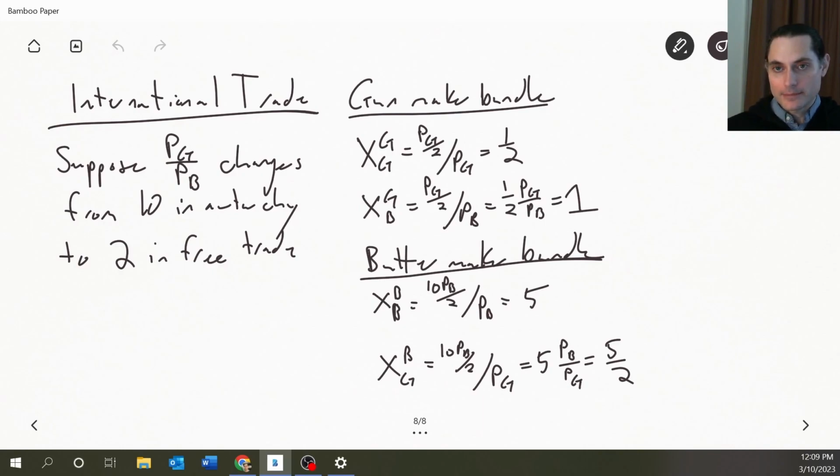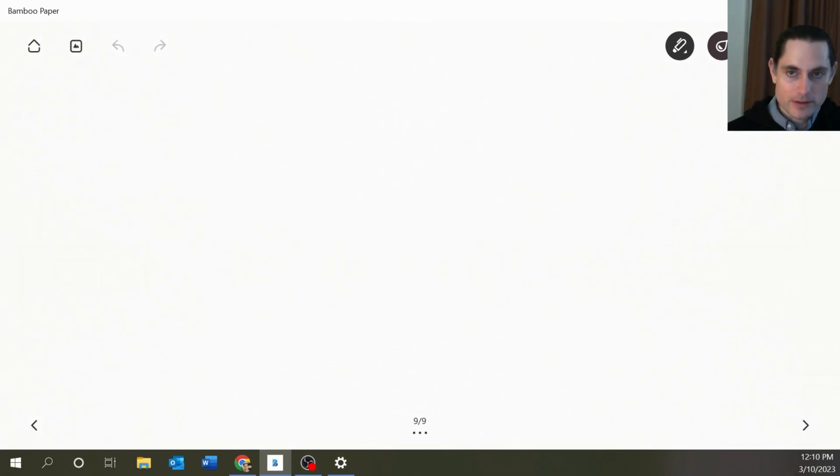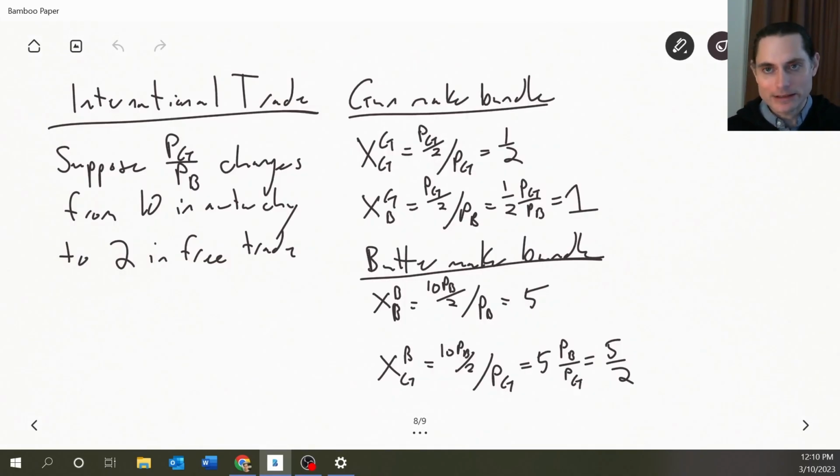Now, I'm going to come back to these numbers in a second, but let me kind of show you one way you can think about this sort of economy. Well, maybe before I do that, let me just sum up a little bit. Look what we've done. We started with perfect equality. Gun makers and butter makers were equally well off before we opened up the trade. After we open up the trade, we now have inequality. We have butter makers that consume more of both goods relative to the gun makers, right?